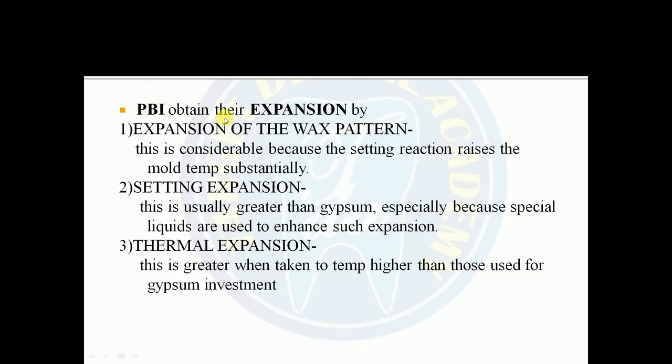Phosphate bonded investment expands by expansion of the wax pattern, by setting expansion, and by thermal expansion. Wax pattern expansion is considerable because the setting reaction raises the mold temperature substantially. Setting expansion is usually greater than gypsum, especially because special liquids are used to enhance such expansion. Thermal expansion is greater when taken to temperatures higher than those used with a gypsum investment.